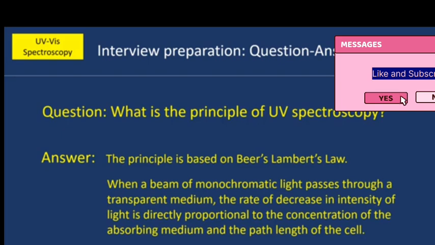That is, when a beam of monochromatic light passes through a transparent medium, the rate of decrease in intensity of light is directly proportional to the concentration of the absorbing medium and the path length of the cell.